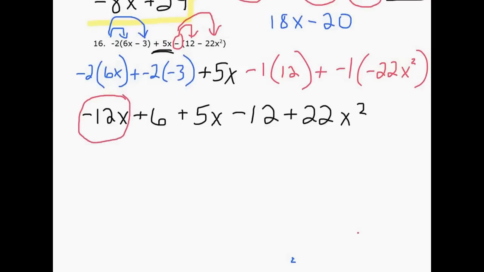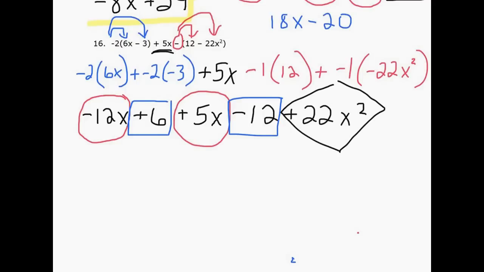So we have negative 12x, we have a positive 5x. Do I circle this 22x squared? Is that a like term to the other two? No, it's not a like term. Why not? Because it has a different power. The two I've circled are x to the first power. This 22 is x to the second power. They're not like terms. So now let's do my numbers. We got plus 6 and minus 12. And then we just figured out that this 22x squared is its own term. So he's going to have his own design.